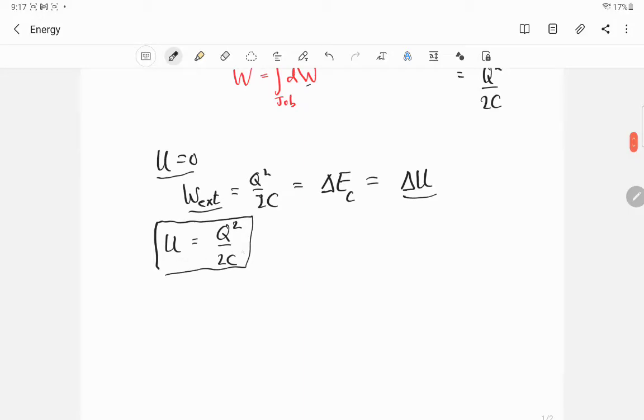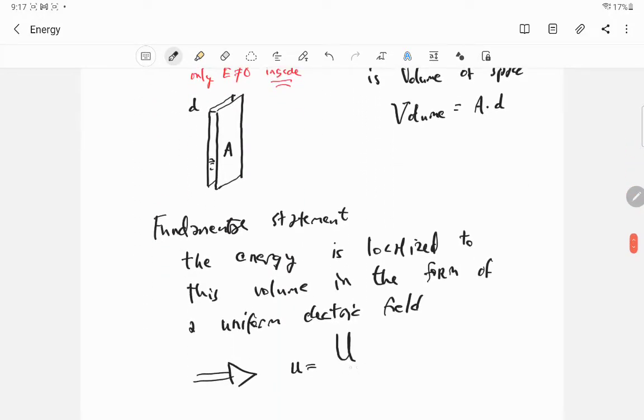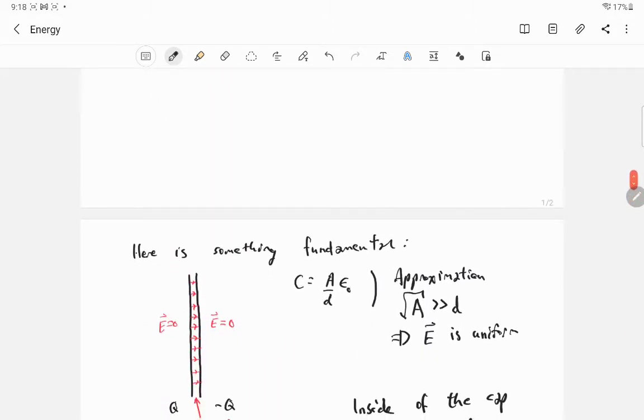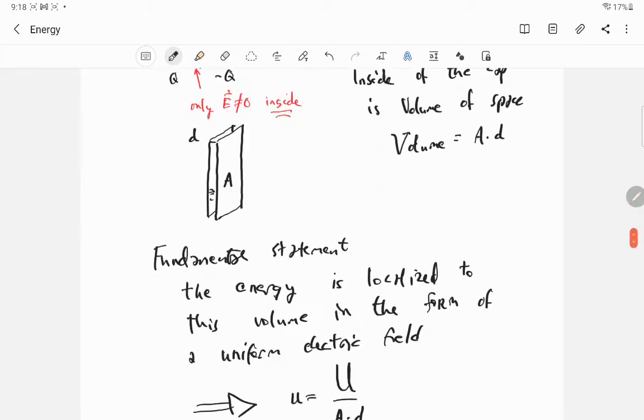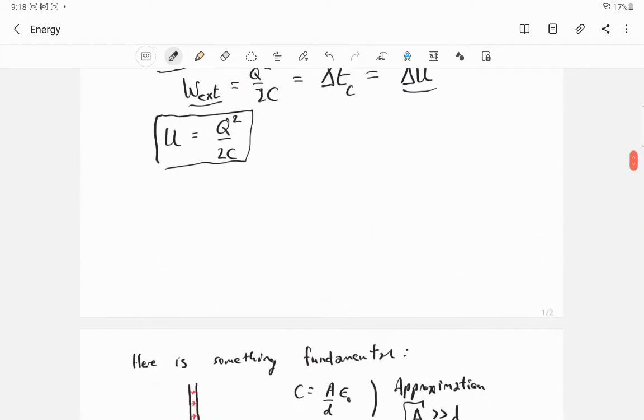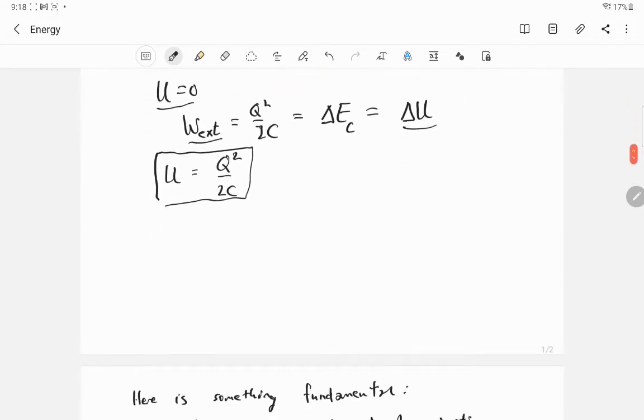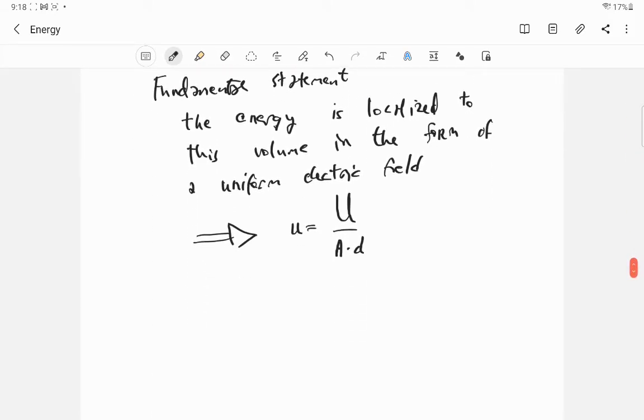divided by the volume, A times D. So let me caution you, we are only talking about the parallel plate capacitor right now. But again, even though I'm going to derive a result from the parallel plate capacitor, it's still going to apply to all possible geometries of capacitor, regardless of what kind of capacitor you're talking about.